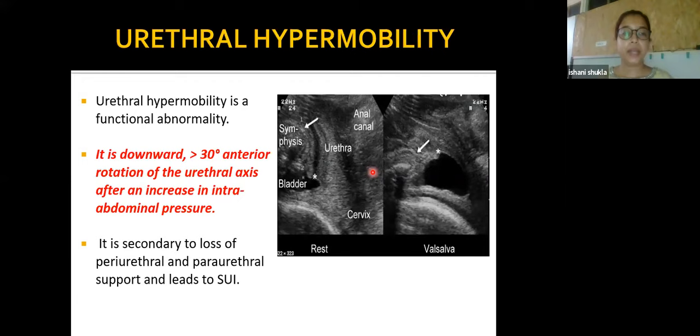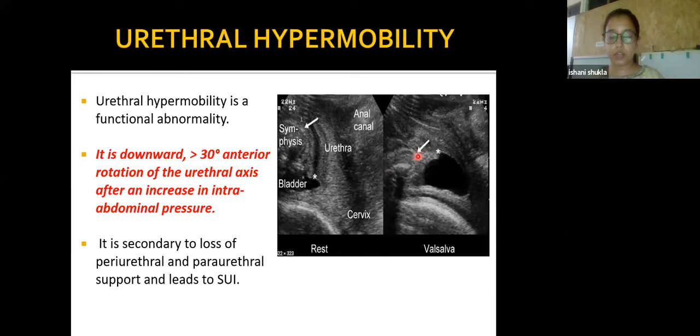It is downward, more than 30 degree anterior rotation of the urethral axis after an increase in the intra-abdominal pressure. It is secondary to loss of periurethral and paraurethral support and leads to stress urinary incontinence. Here, when the patient is at rest, we can say this is the urethra and this is the urethral axis. But when the patient did Valsalva maneuver, we can say there is anterior 30 degree rotation of the urethral axis. So there is urethral hypermobility, which leads to stress urinary incontinence.